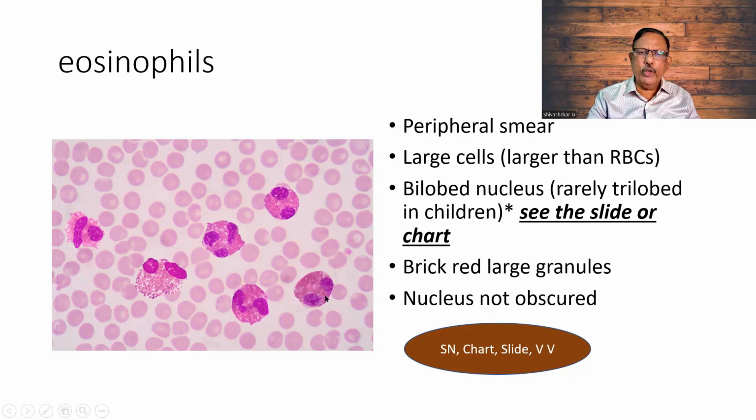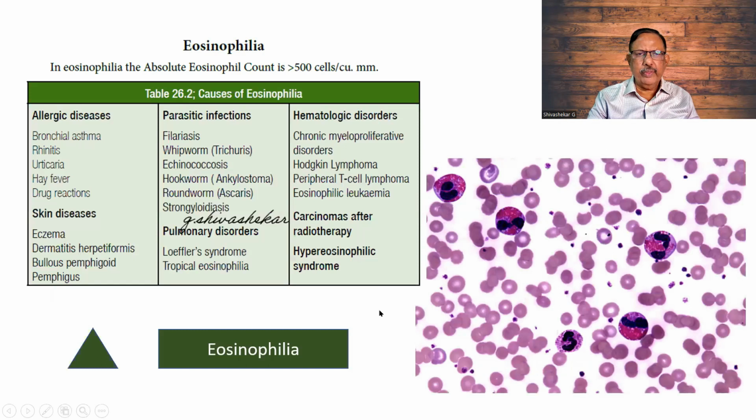Nucleus is not obscured by the granules. This is one of the points. Look at this. Again, I'm finding numerous brick red granules and bilobed nucleus. And this is a neutrophil. Neutrophil is smaller than the eosinophil, and these are the RBCs and platelets in the back.